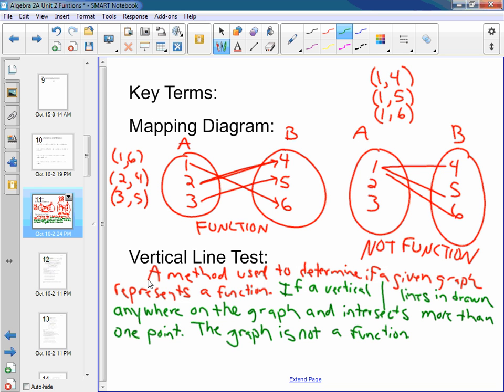So let me give a quick example. Here's our x and y axis. Here's a graph. If I draw a vertical line here, it's going to hit the graph in more than one spot. That is not a function. Okay, so the two key terms in this section are mapping diagram, and we went over what that looks like. The circles just shows how the input maps to the output, and the vertical line test to determine if a graph is a function or not.